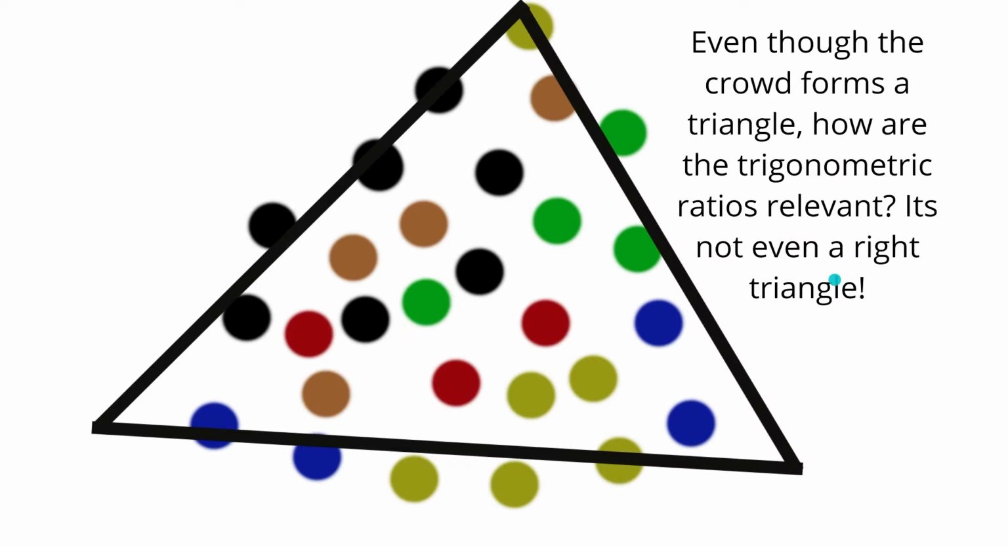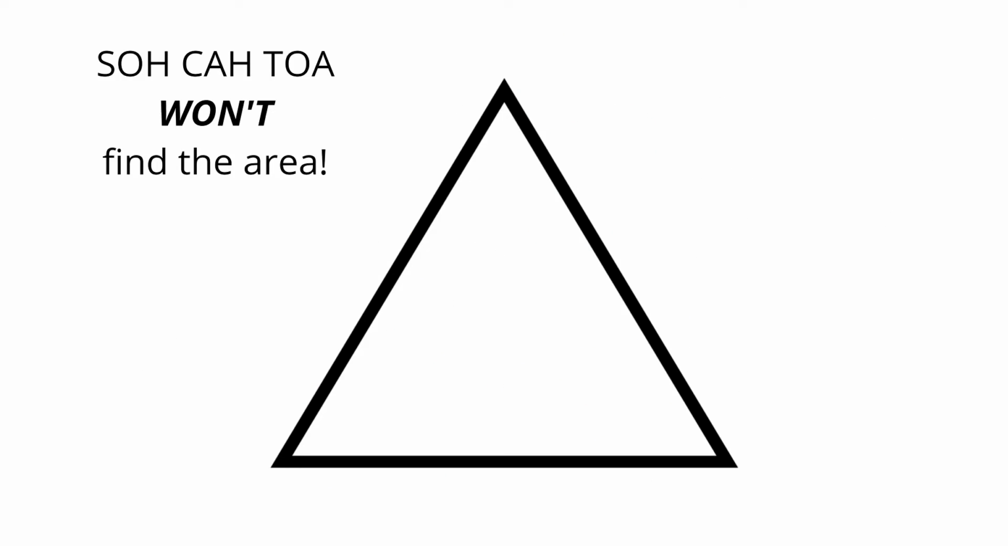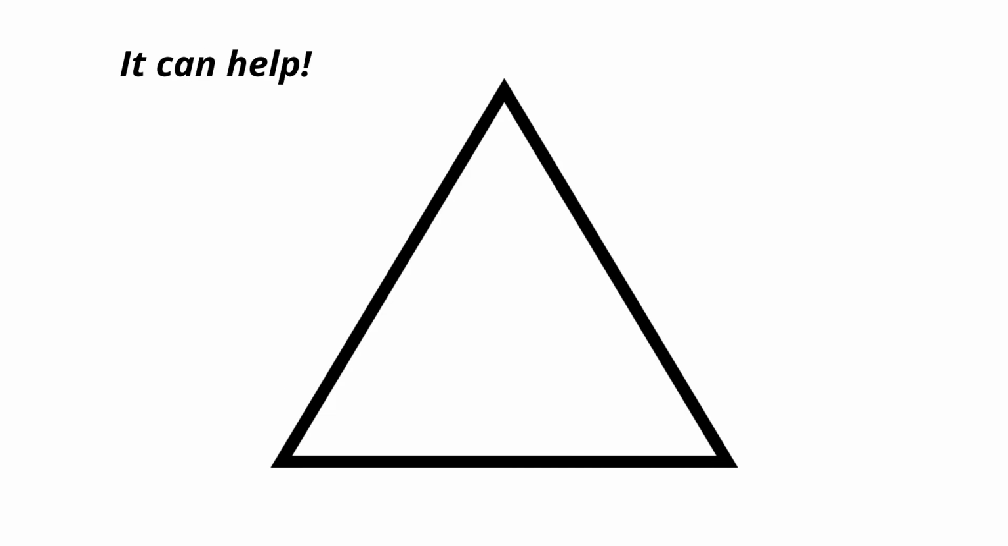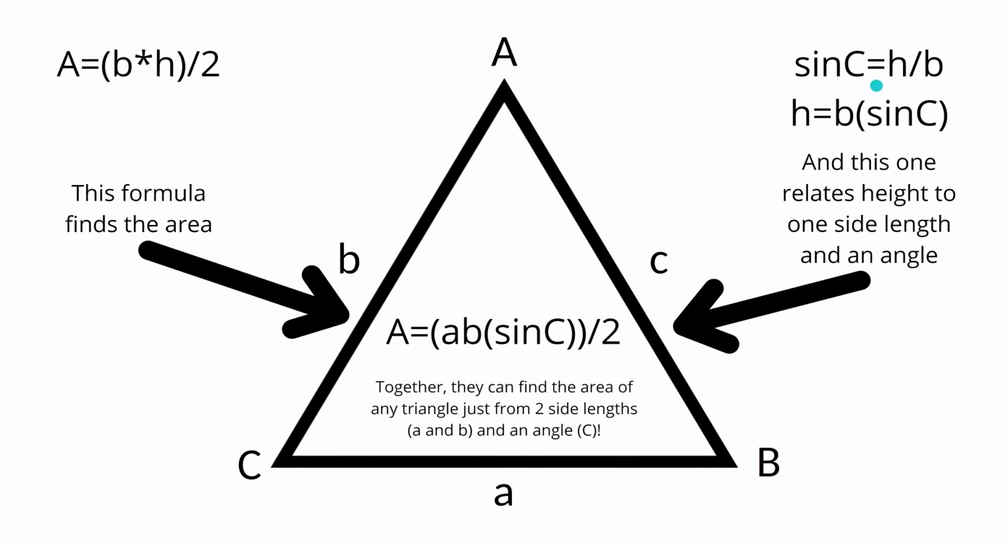Even though the people do form the rough shape of a triangle, how are trigonometric ratios relevant? It's not even a right triangle. So SOH CAH TOA will not find you the area, but it can help. This formula over here finds the area of a triangle, and this one over here relates the height to one side and length to an angle.